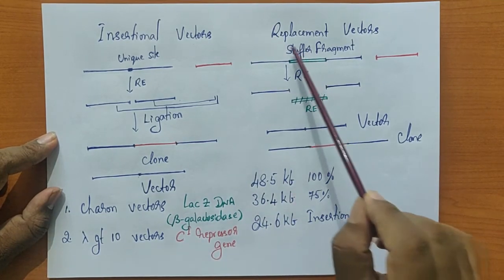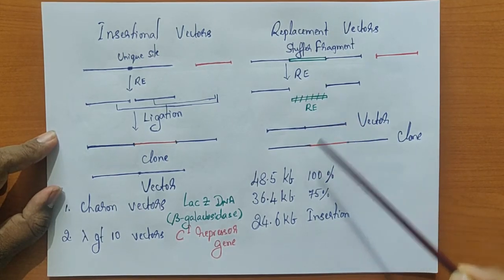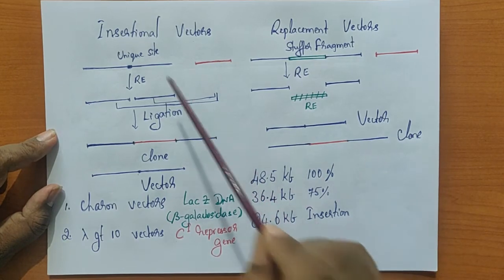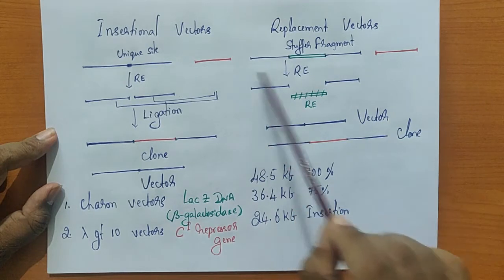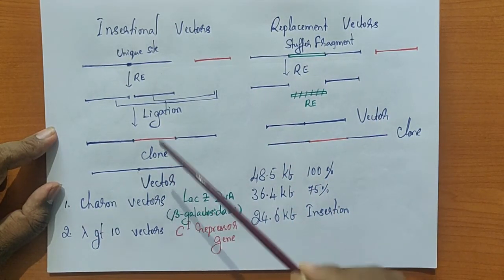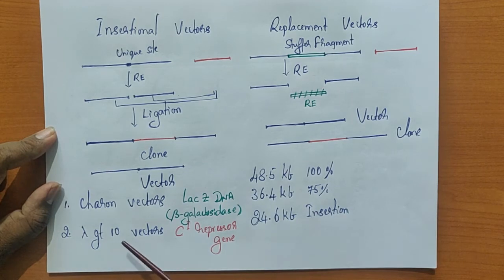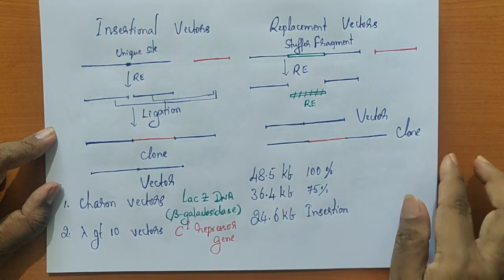Whereas in the case of replacement vectors, the cI repressor gene is present as a stuffer fragment. It is completely eliminated. Then we are going to get the clone. So now we discussed what insertional vectors and replacement vectors are, and how the Charon vectors are designed. In the case of Charon vectors, they have used lacZ DNA for their clonal selection. In the case of the lambda gt10 vectors, they have used the cI repressor gene for the clonal selection.